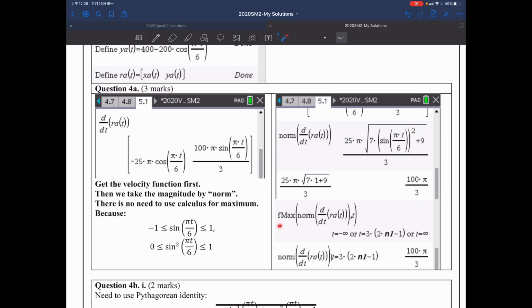Alternatively, you could use fMax for this expression with respect to t, okay? The CAS will tell you which specific value we need to take for t, and we can then substitute that value into our speed function to get the maximum speed. Of course, you could also draw a graph, but we need an exact answer to that question. So, the final answer is 100 pi over 3 meters per second.